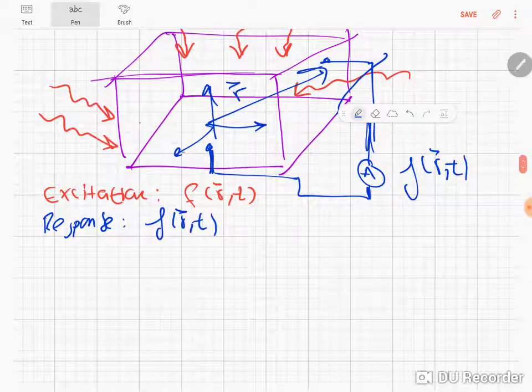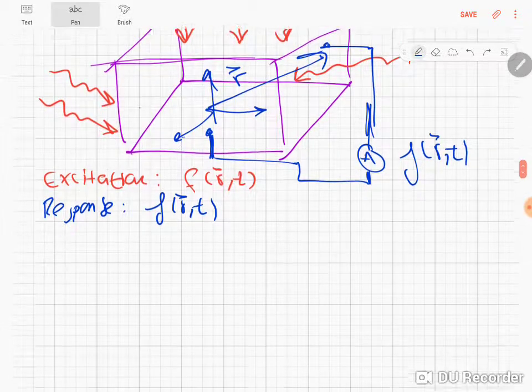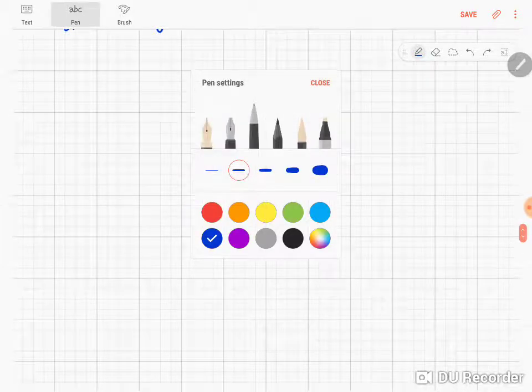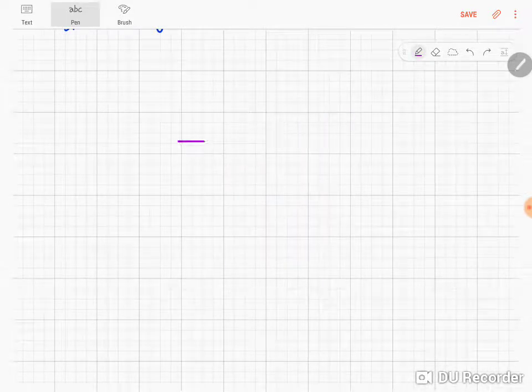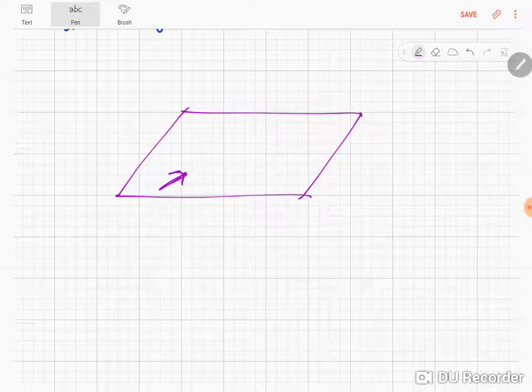Okay. Now, what other example of excitation and response can we come up with? So let's assume that we have a material with some random magnetic domains. Let's say this is a 2D material, just for simplicity, and it has some atomic domains that are randomly oriented. Okay.